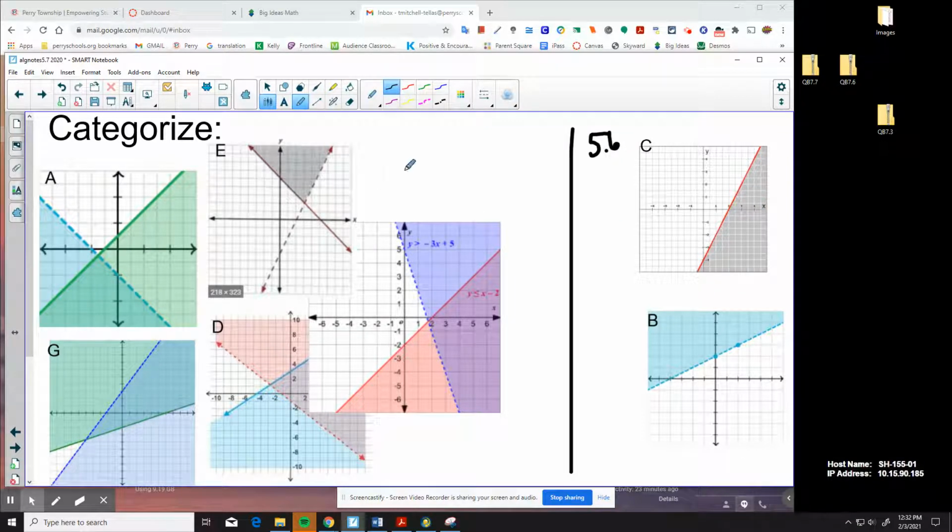And these over here would be like 5.7, systems of inequalities. So there's 2 lines and 2 shadings, and where the shading overlaps is the answer. Okay, and over here, this is just a graphing inequality, so there's just the 1 shading because there's 1 line. So I think that's how I would sort them.